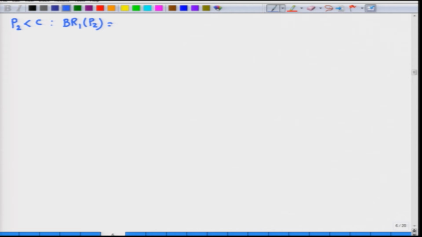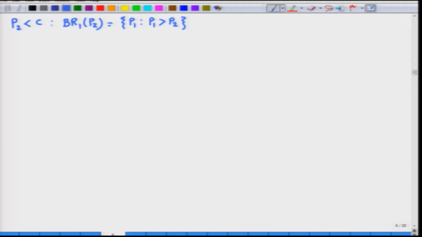So, when P2 is less than C, the best response for firm 1 is to set a price P1 such that P1 is strictly larger than P2. So, when firm 2 chooses a price which is less than C, firm 1 does not want to sell anything. The best profit that it can get is a profit of 0, which it obtains by choosing a price which is strictly larger than the price chosen by firm 2.